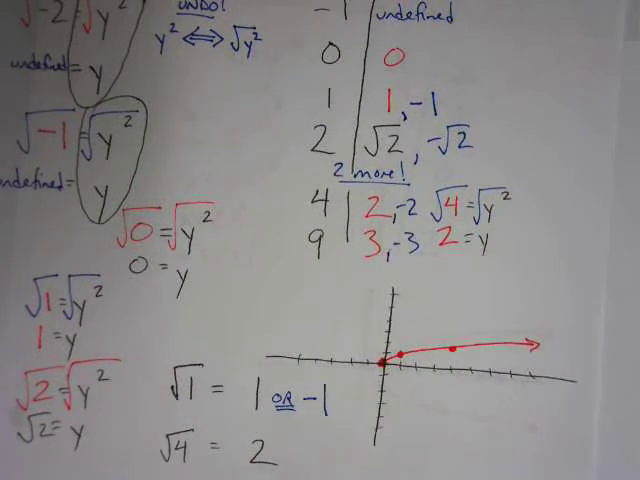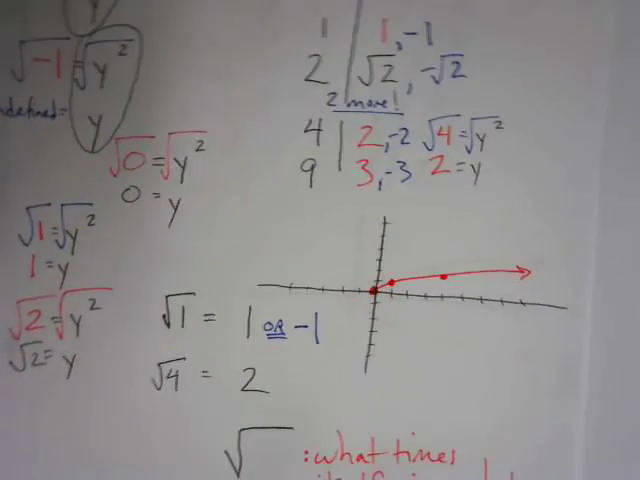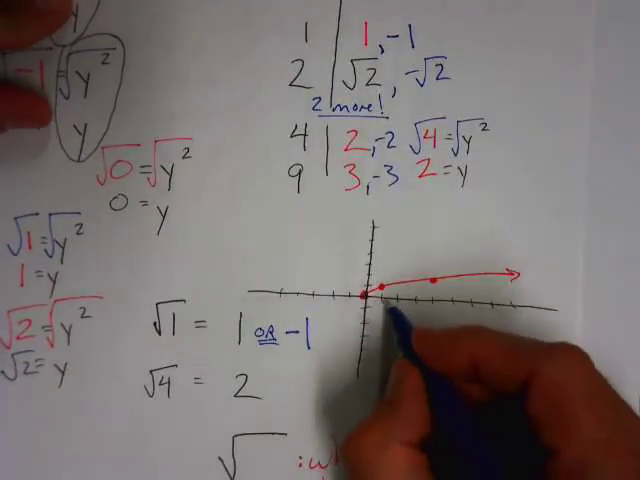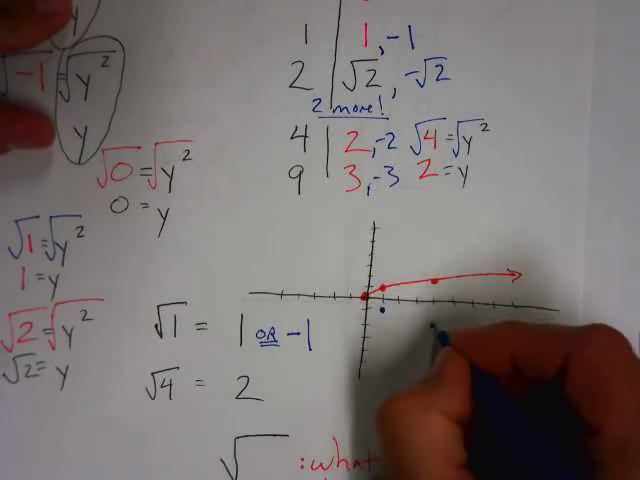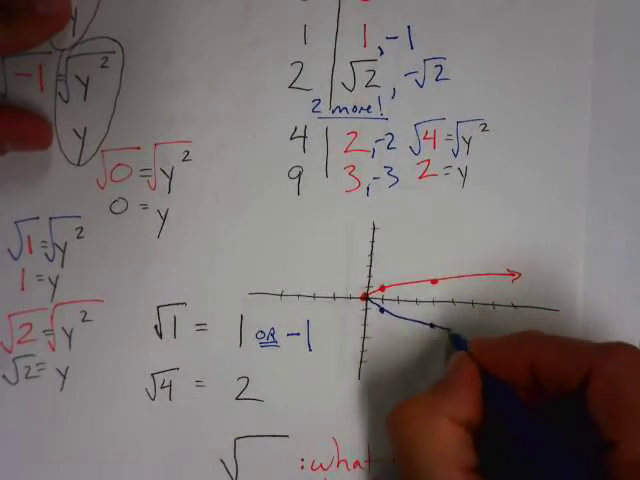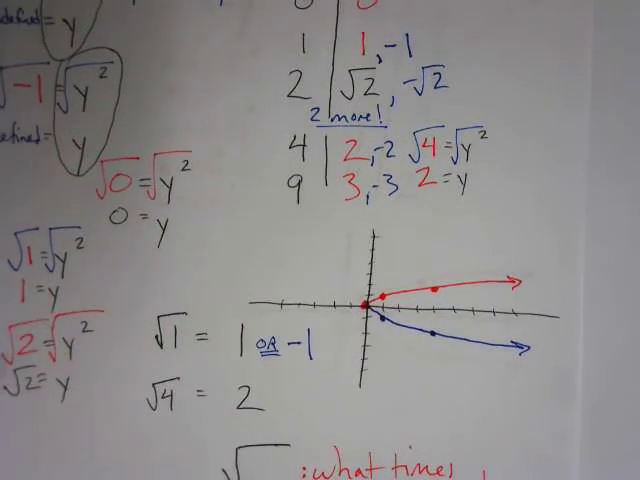So what does that mean for our original graph? It means that if x is 1, y is 1, y is also negative 1. 4, 2, 4, negative 2. It means the graph is going like this as well. Now we can clearly see this is not a function. This is totally not a function.